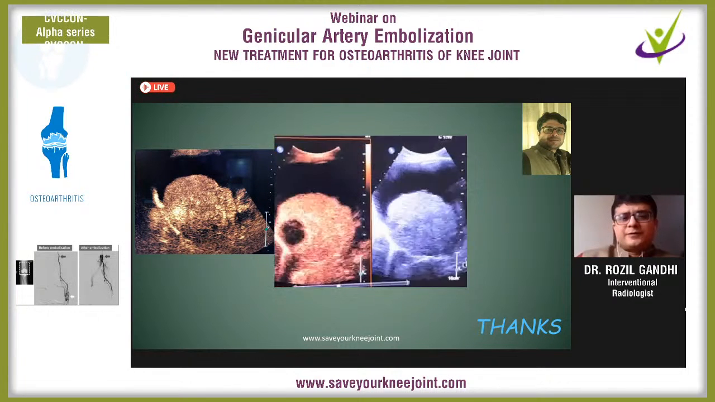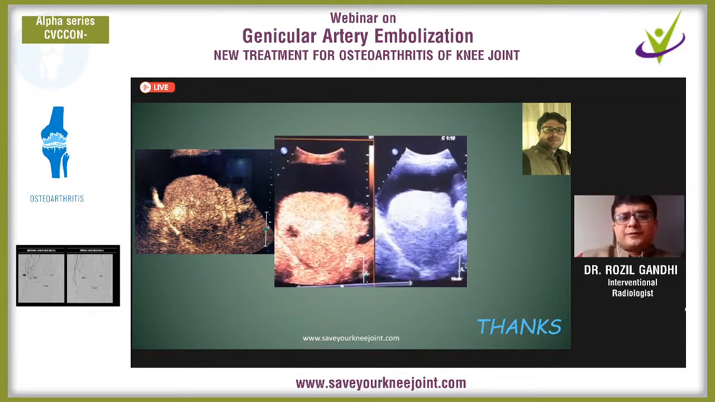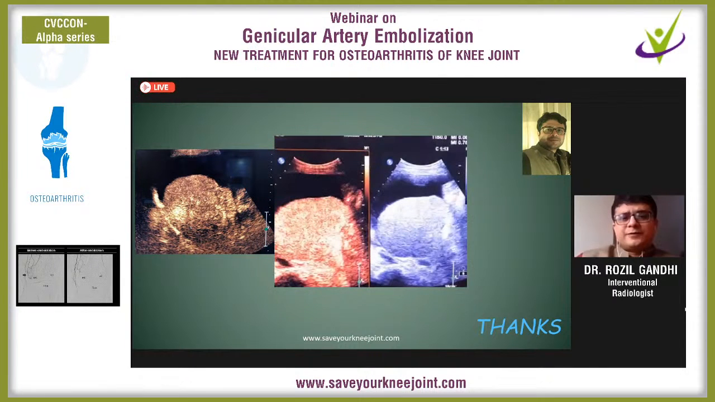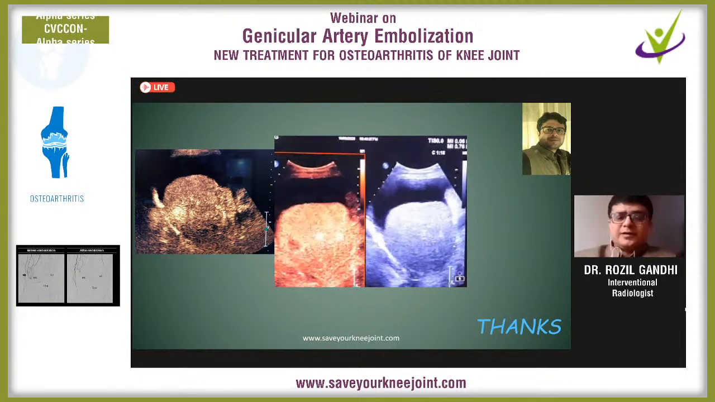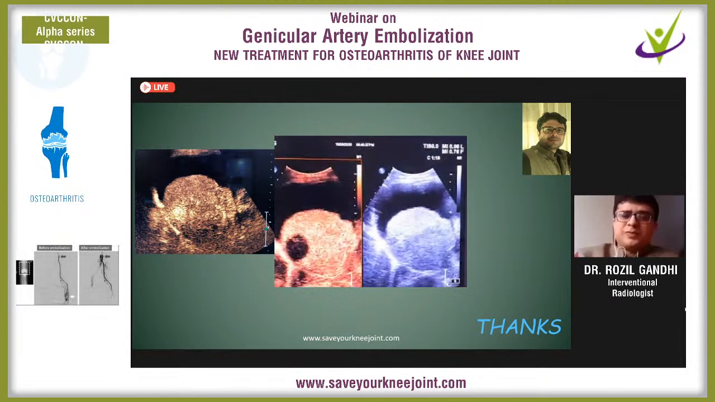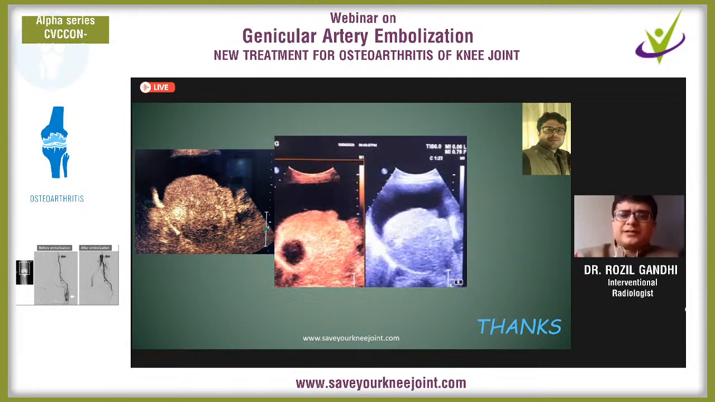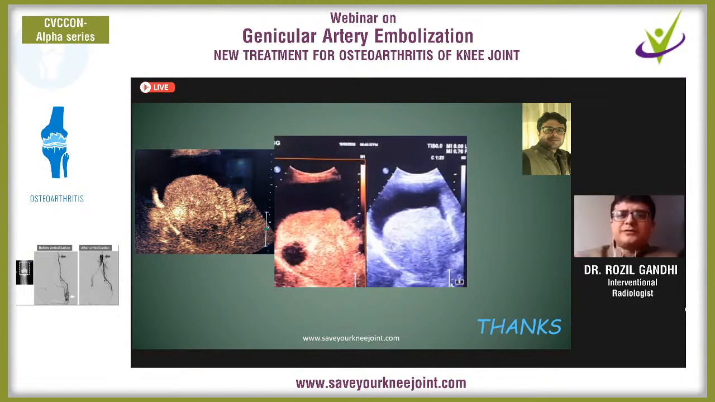If there are any questions related to genicular artery embolization, its role, how we do it, its place in the clinical management of patients, we are here to answer.